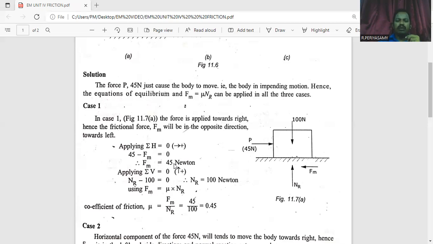So Fm is equal to 45 Newton and Nr equals 100 Newton. We know the formula: frictional force equals mu into Nr. We have to find mu, the coefficient of friction. So mu is equal to frictional force divided by Nr. We know the Fm value is 45 and the Nr value is 100. So 45 divided by 100 equals 0.45. So for case 1, the coefficient of friction value is 0.45.